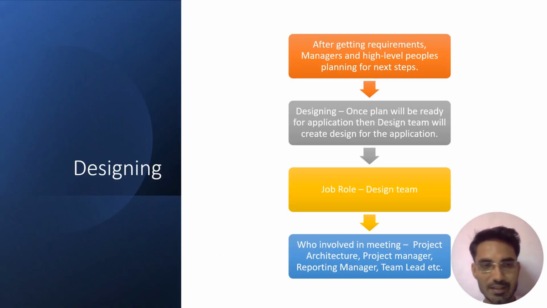So next is designing. After getting the requirements, the manager and high-level people will plan the next steps. Then designing means once the plan is ready for a particular application, the design team will create the design for that application. That is the job role; the design team will do this type of job. And who is involved in these meetings? The project architect, or design architect, mainly creates this design for that particular application. Then the project manager, reporting manager, or any team lead can be part of this design meeting.